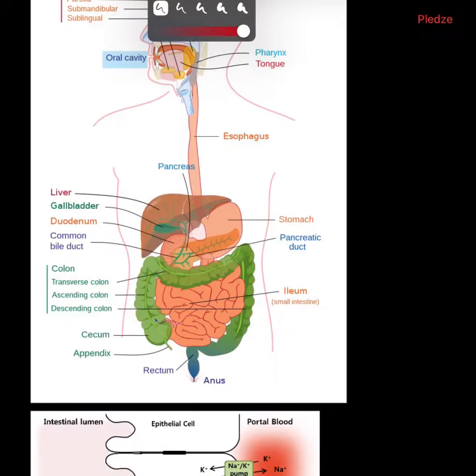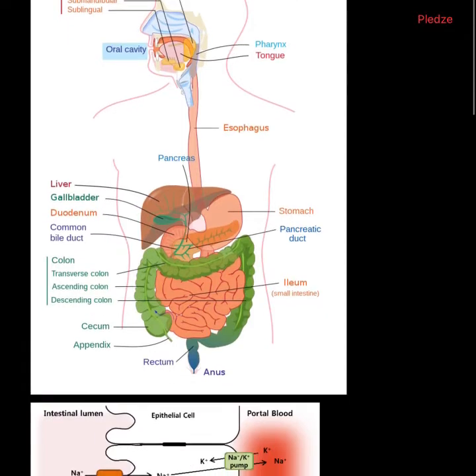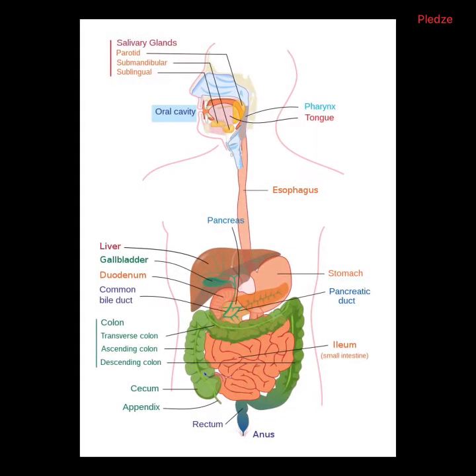I want to start with our digestive system, the food we eat and the oxygen that we breathe, and how these contribute to the formation of reactive oxygen species.